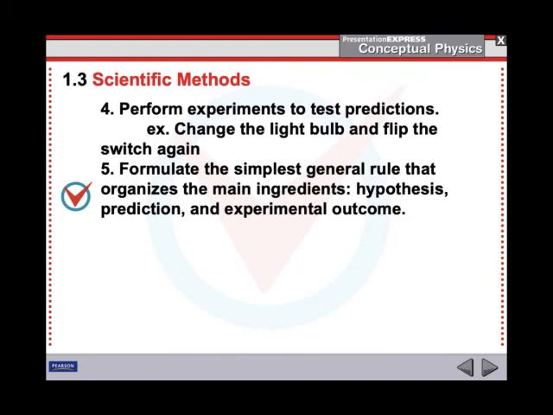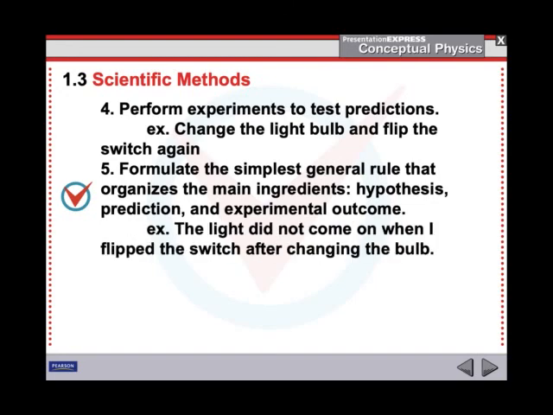And then, based on the results that you get, you formulate the simplest general rule that organizes the hypothesis, the prediction, and the experimental outcome. I thought that the lights wouldn't go on because the light bulb was burned out. And I changed the light bulb and it worked. Or, the light didn't come on when I flipped the switch after changing the light bulb. That's another possible outcome. That's organizing the hypothesis, the prediction, and the outcome.